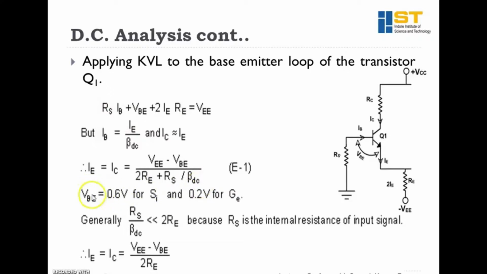Now, as we know that VBE is almost 0.6 volt for silicon and 0.2 volt for germanium. So generally RS is very small, because RS is the source resistance. So RS upon beta DC will become very small as compared to twice RE. So we can approximate this equation as IE equals to IC equals to VEE minus VBE upon twice RE. So this is the first operating point, that is ICQ of this differential amplifier.